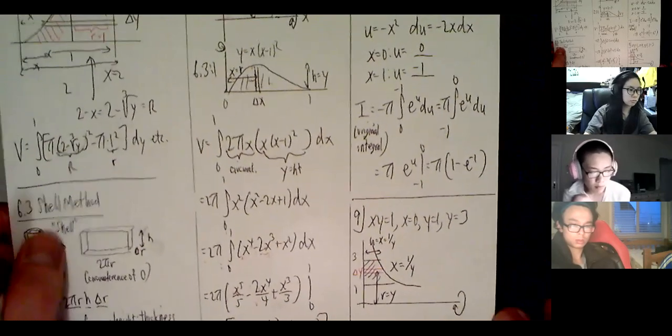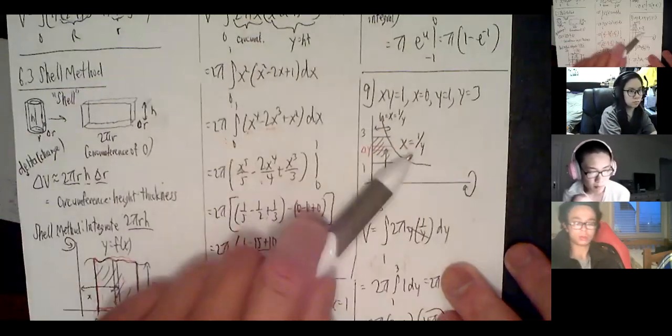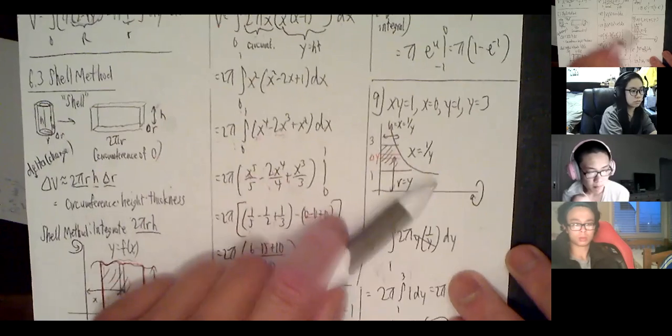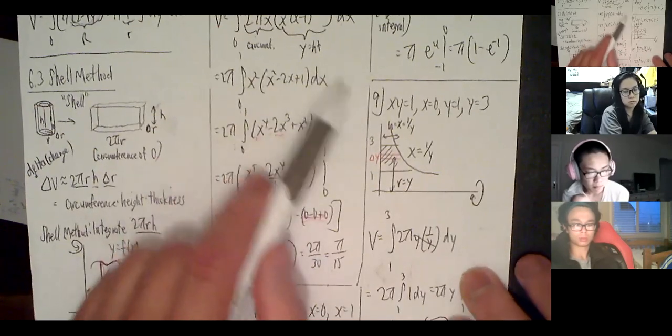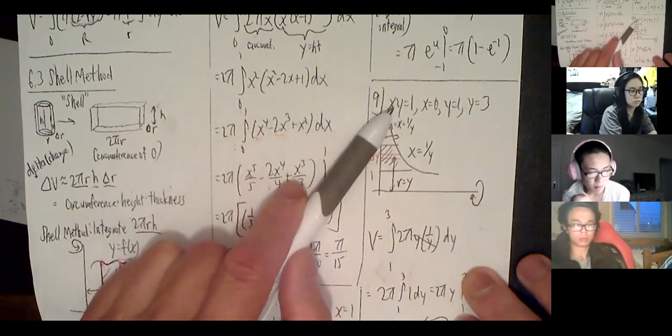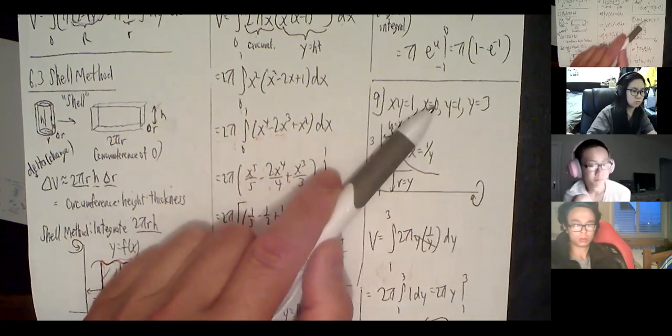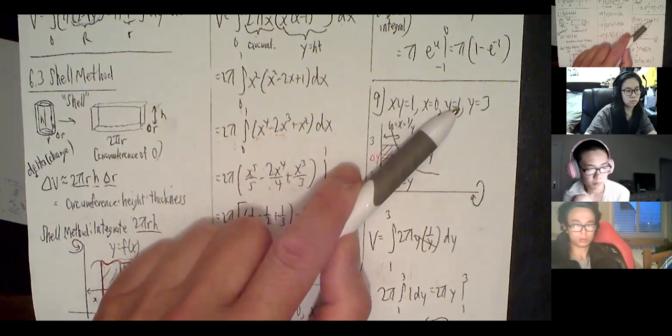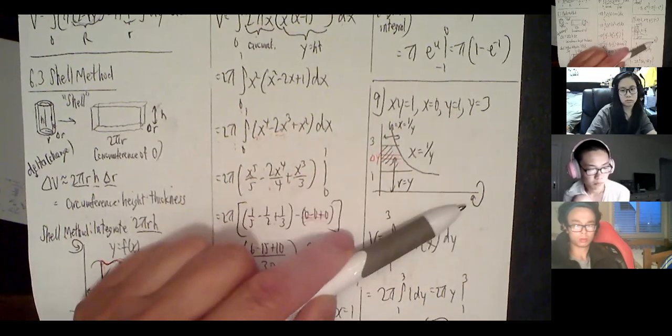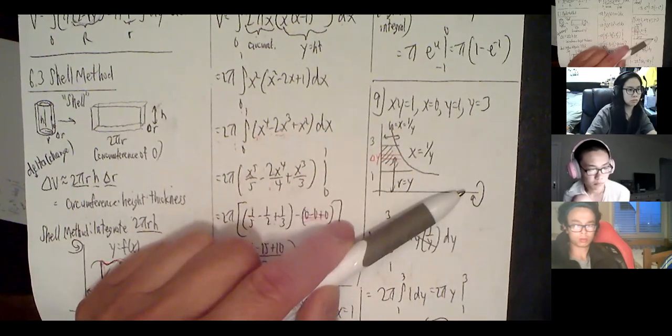All right, I'll have one where we're spinning it about the x-axis, and then after that, maybe we'll take a break. Okay, the function is xy equals 1, bounded by x equals 0, y equals 1, and y equals 3. And it's said to spin it about the x-axis.